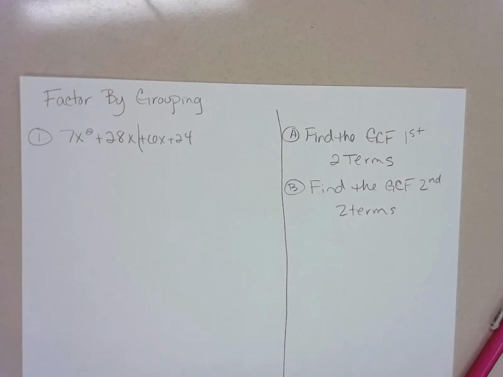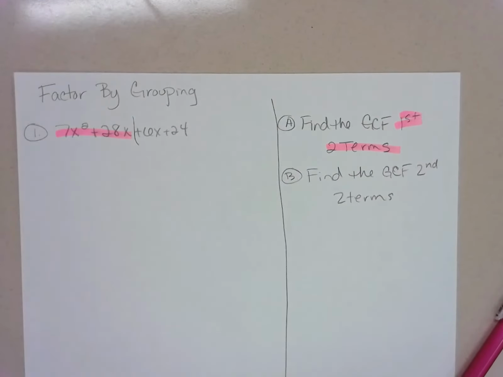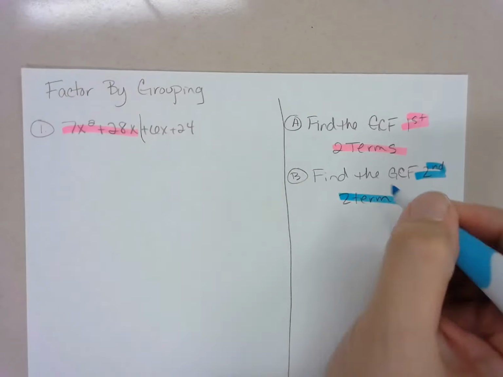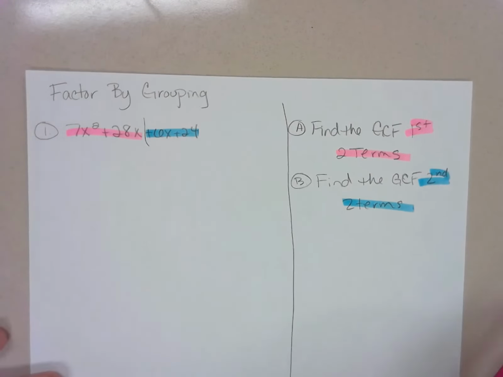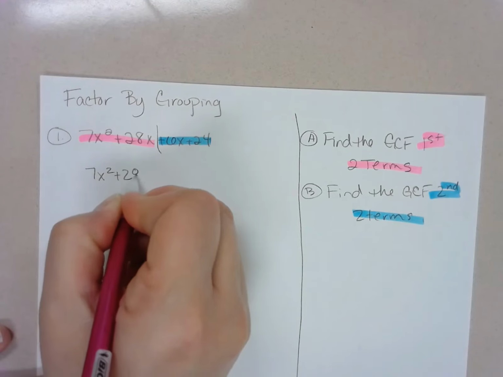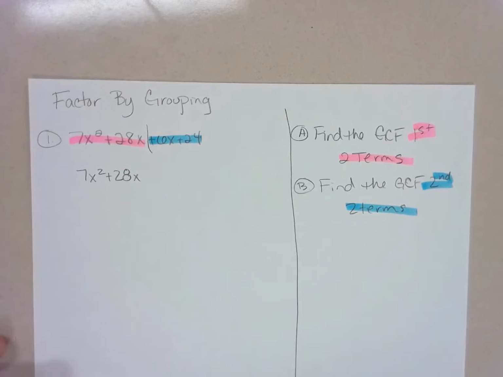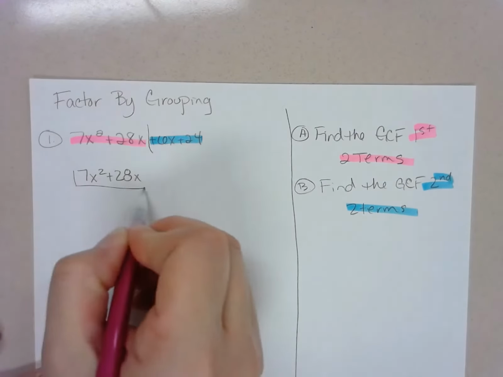So what we're going to do is we're going to take the first two terms and find the GCF of the first two terms. And then we're going to take the second two terms and find the GCF of the second two terms. And we're going to do that the exact same way we did it in the lesson on finding GCF. We're going to write down 7x squared plus 28x. And you can do it using prime factors, or you can do it if you recognize what the GCF is right away.